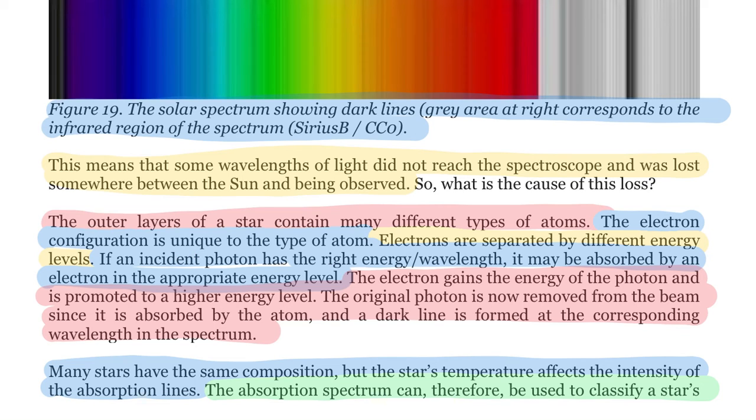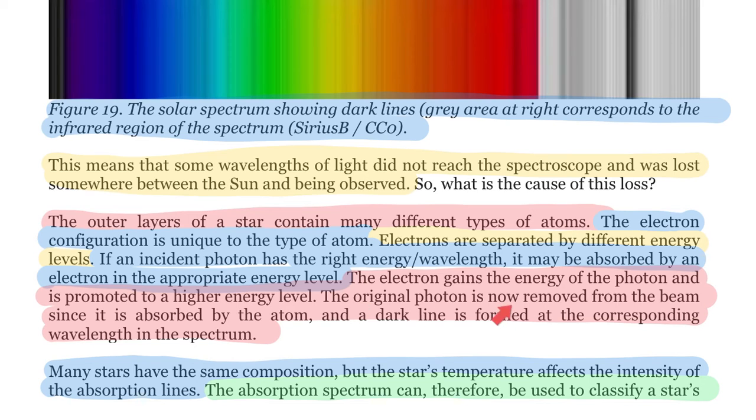So the electrons are separated by different energy levels at specific energies depending upon the nature of the atom, the type of atom. So if an incident photon has the right energy and corresponding wavelength and frequency, it may be absorbed by an electron in that particular atom and be moved to the appropriate energy level. So the electron gains the energy of the photon and is promoted to a higher energy level.